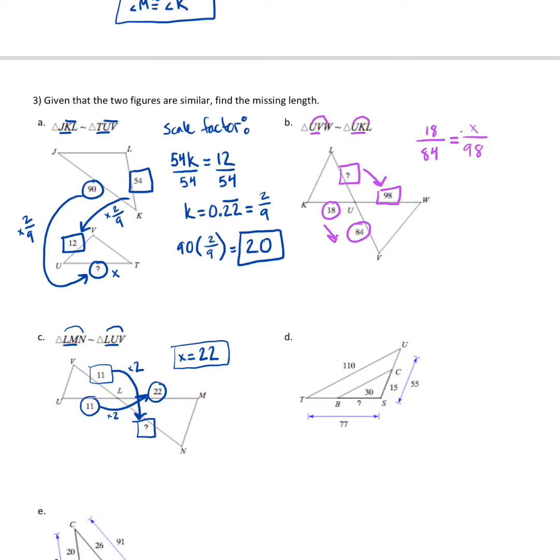Well, hey, now I have a proportion, which means we can just cross multiply that to get 84x equals 18 times 98, which equals 1764. And now I'm going to get x by itself by dividing both sides by 84. We get 21.